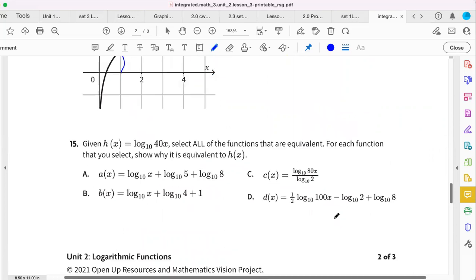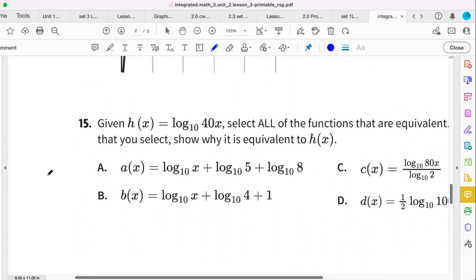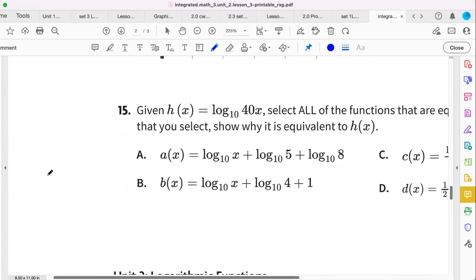You have some options here that they're claiming might be able to be rewritten as log base 10 of 40x, and we'll do 2 of them. Some of these might be tough, and you might have to be strategic on these, but you're totally capable. So you have log base 10 of x plus log base 10 of 5 plus log base 10 of 8, and you're really just being asked, does it match to this through the wizardry of logs?